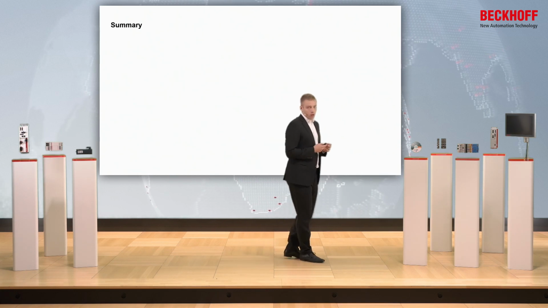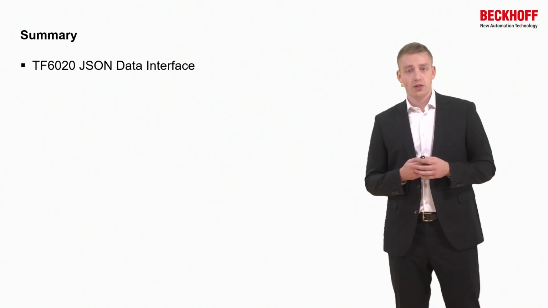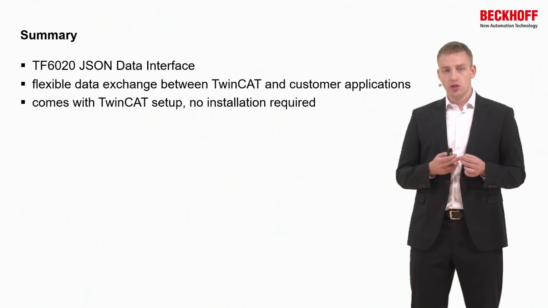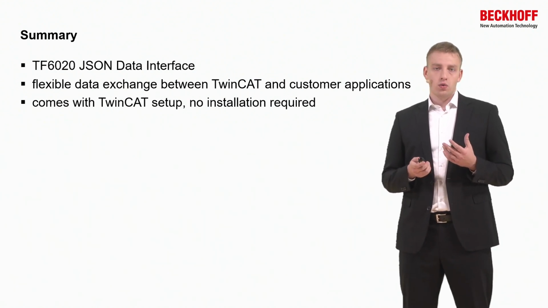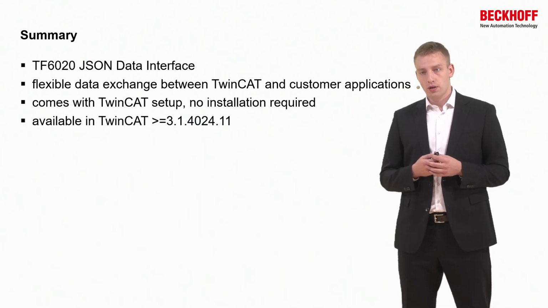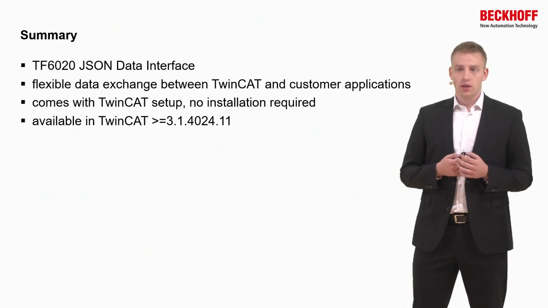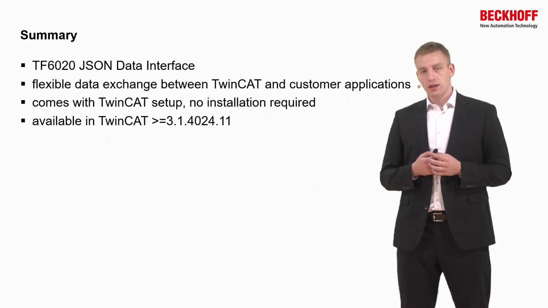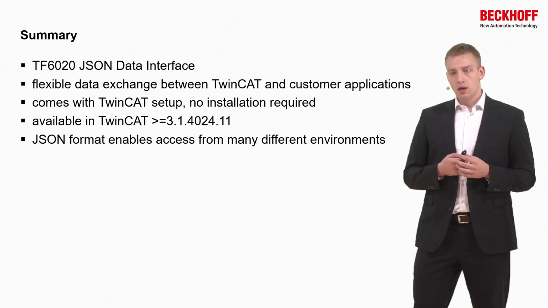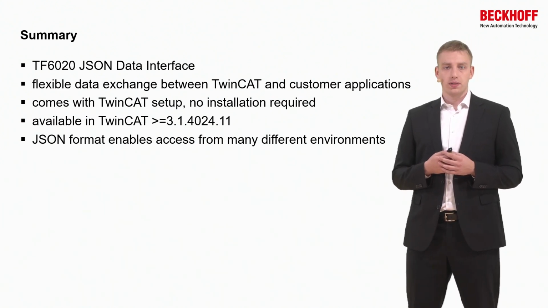So coming to an end now, we will do a short summary. We have had a look at the TwinCAT JSON data interface today, which is basically there for flexible data exchange between TwinCAT and customer applications. The JSON data interface requires no additional installation. It comes with the TwinCAT setup from version 3.1 4024.11. And the main advantage that we wanted to point out at the end is that we have the JSON format and many different programming languages, so we can access the TwinCAT JSON data interface from many different environments.